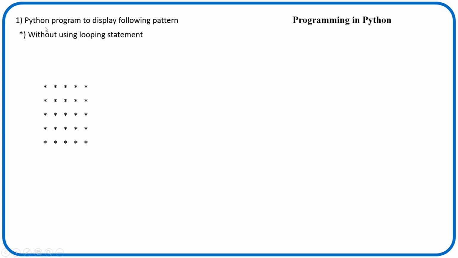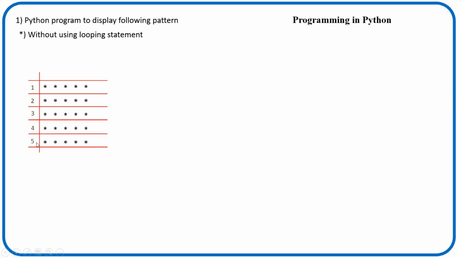Now let us understand this program. Python program to display the following pattern, that too without using looping statements. Star patterns are like this. This is the first row, this is the second row, third row, fourth row, fifth row. That is, there are 5 rows.